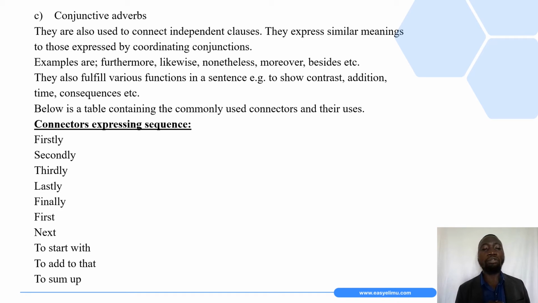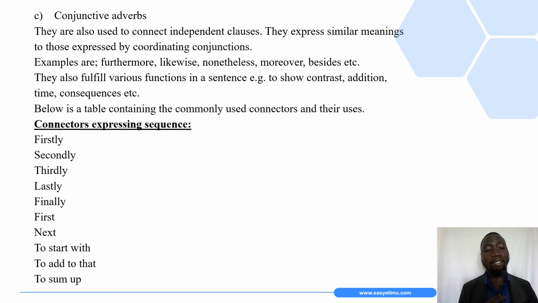They also fulfill various functions in a sentence. That is, they can be used to show or indicate contrast, addition, time, sequences, consequences, and so on. So what we have below is a table containing some of the commonly used connectors and their uses. In the first group, we have the connectors expressing a sequence.